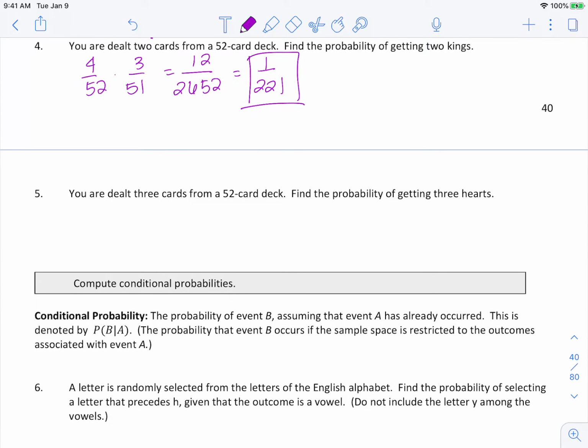This time you're dealt 3 cards from a 52-card deck. Find the probability of getting 3 hearts. Please try this one.